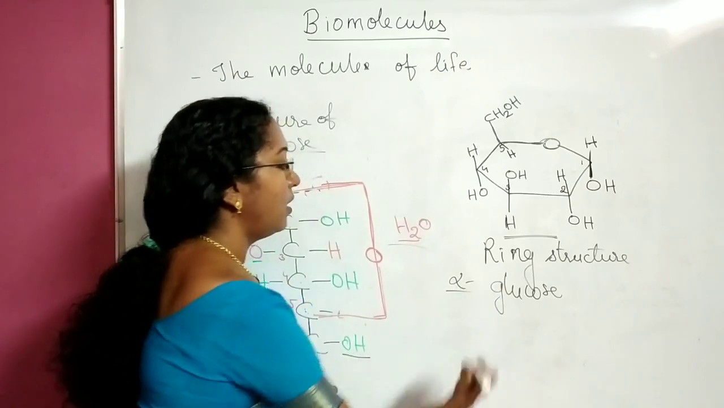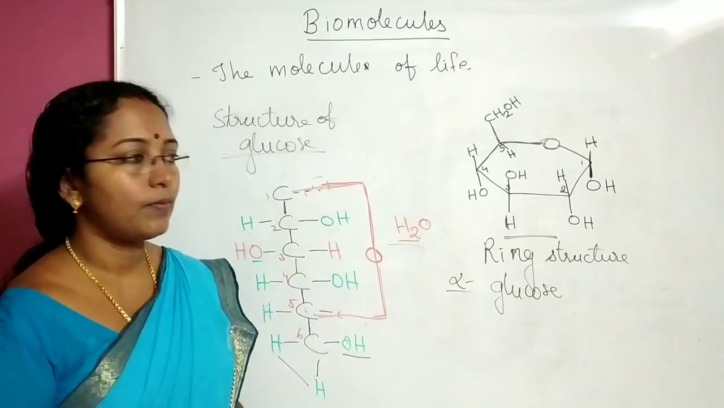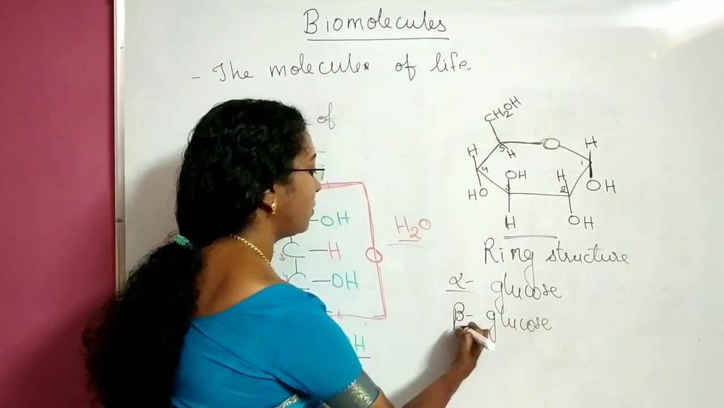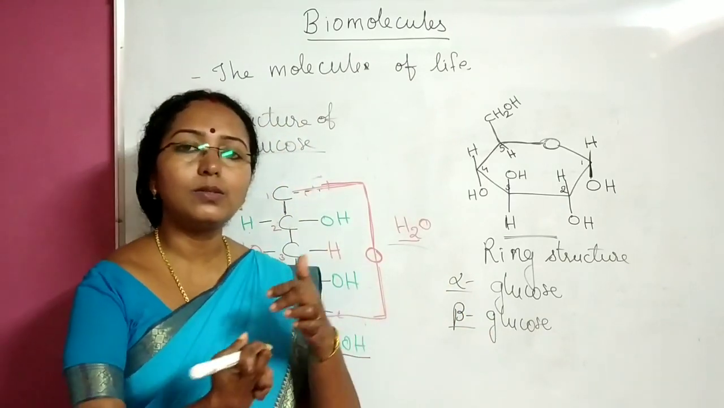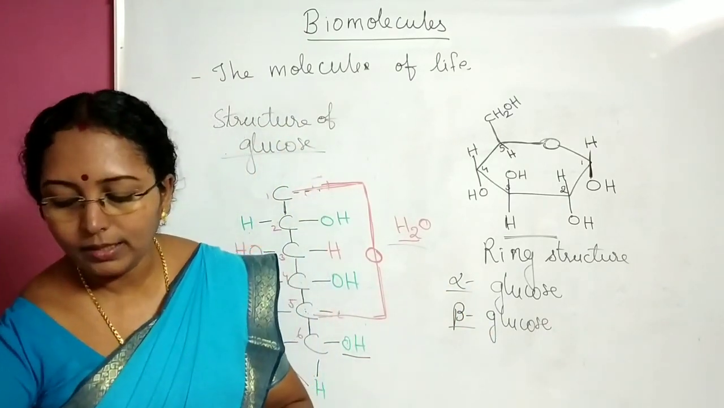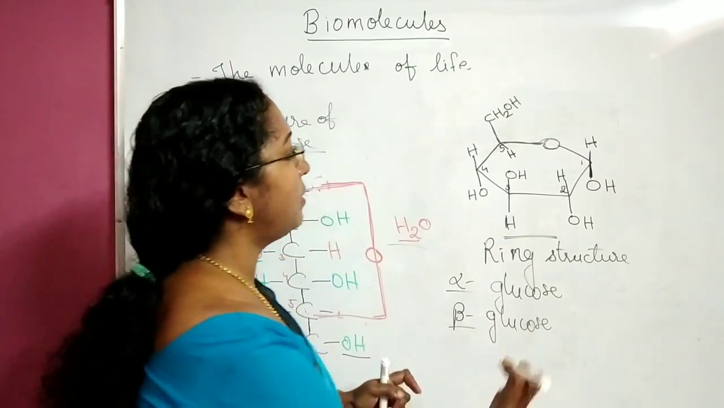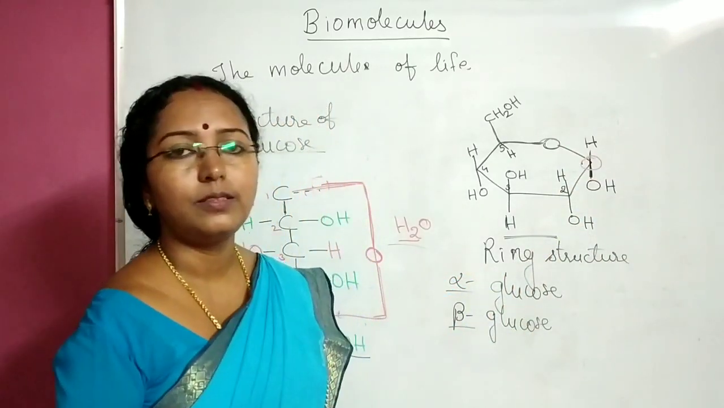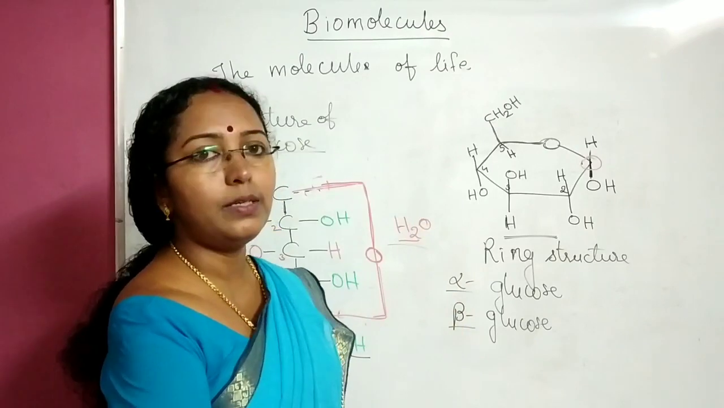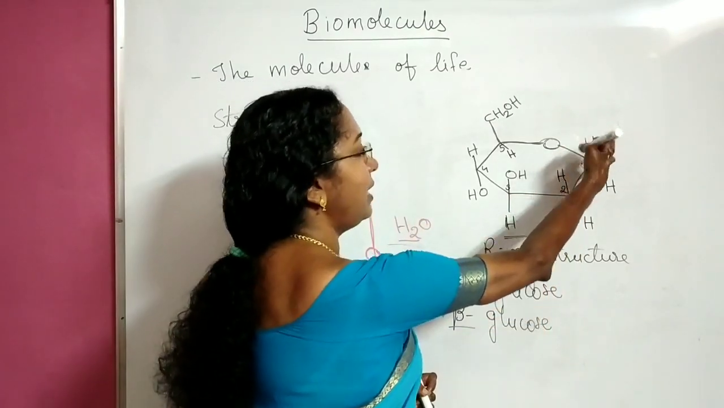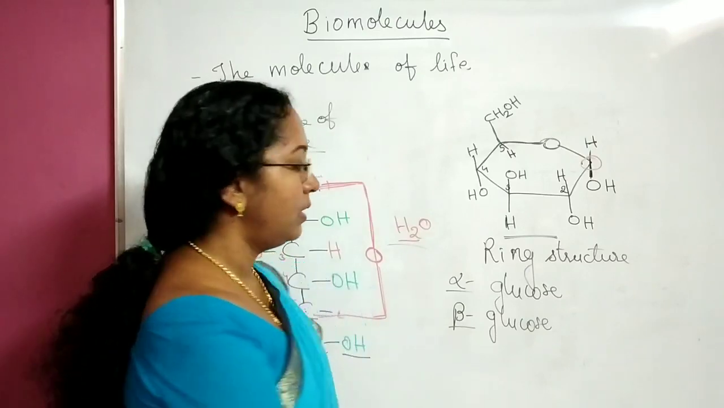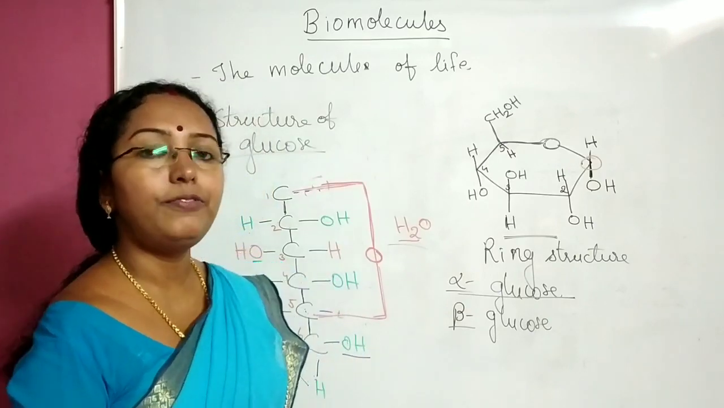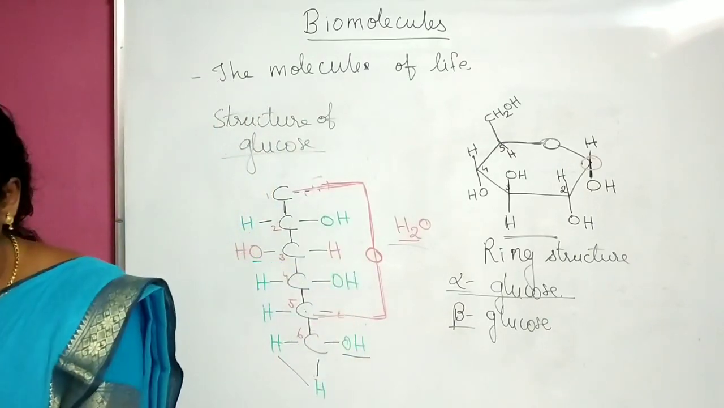Now what is this? Alpha glucose. Or there is also a glucose called beta glucose. Now then what is the difference between alpha glucose and beta glucose? It's not so complicated. It's very simple. Just look at the orientation of H and OH towards the first carbon. If in this first carbon H is on the top, like this, and OH down, it is alpha glucose. So what I have drawn here is the structure of alpha glucose because H is on the top and OH down.